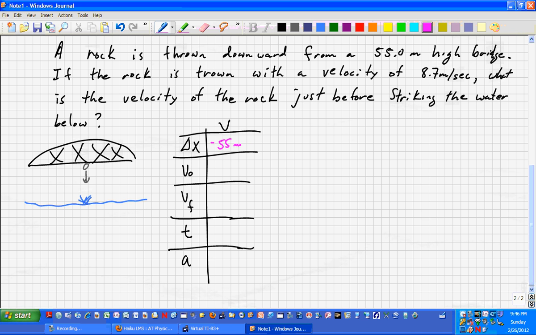That change in position for the rock is going to wind up being negative since we're throwing it downward. V0 is negative 8.7 meters per second because it's thrown downward. V final is what we're looking for. Time we don't have. Acceleration for any falling object on Earth is negative 9.8 meters per second squared.